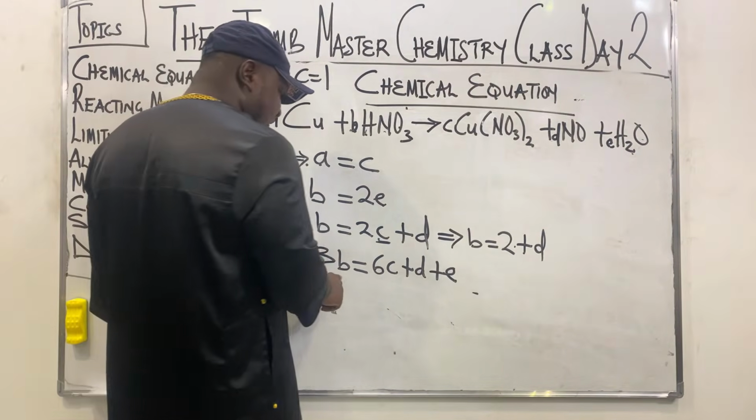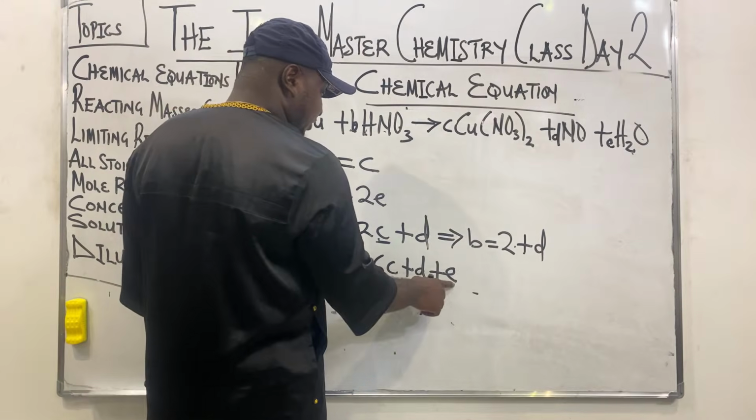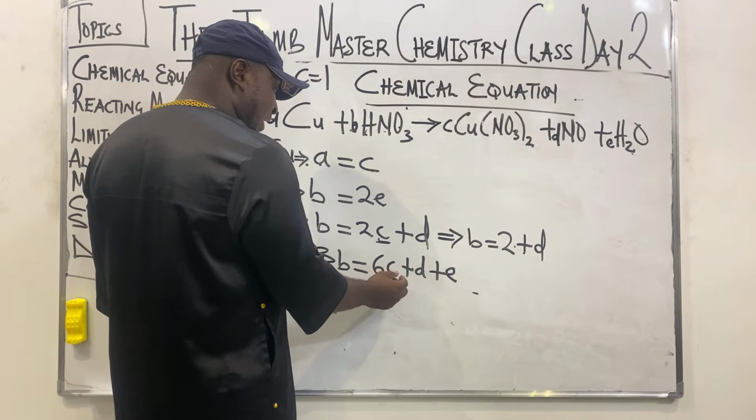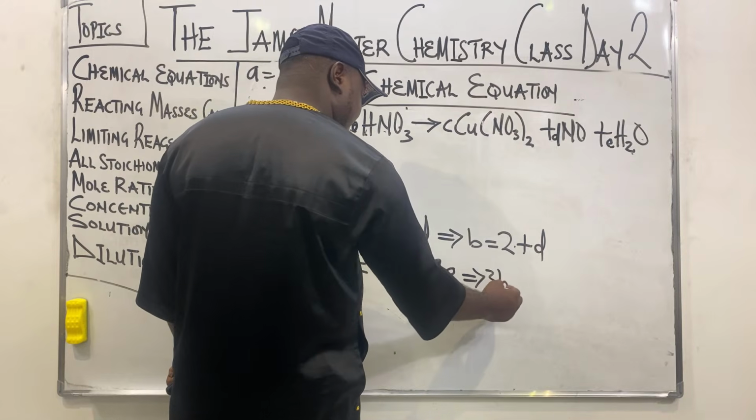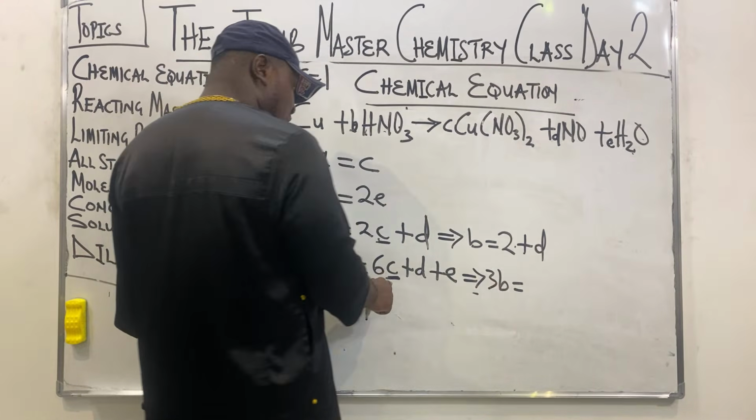But class, watch here. 3B equals 6C plus D plus E. C is 1, don't forget. So this now implies that 3B equals what?